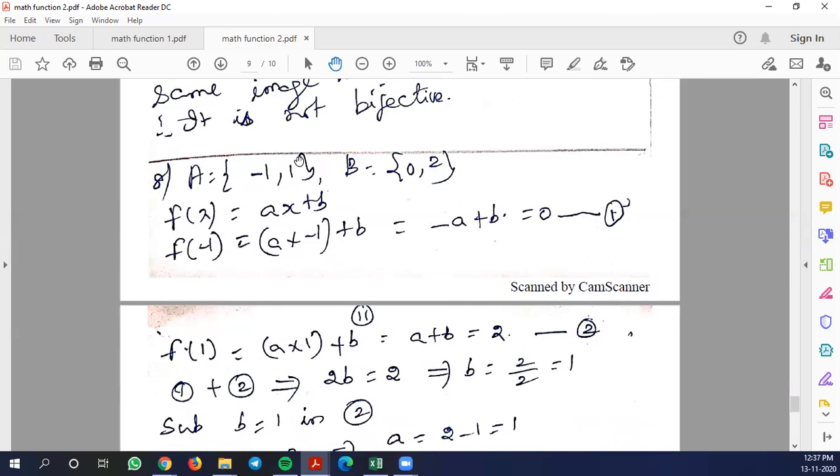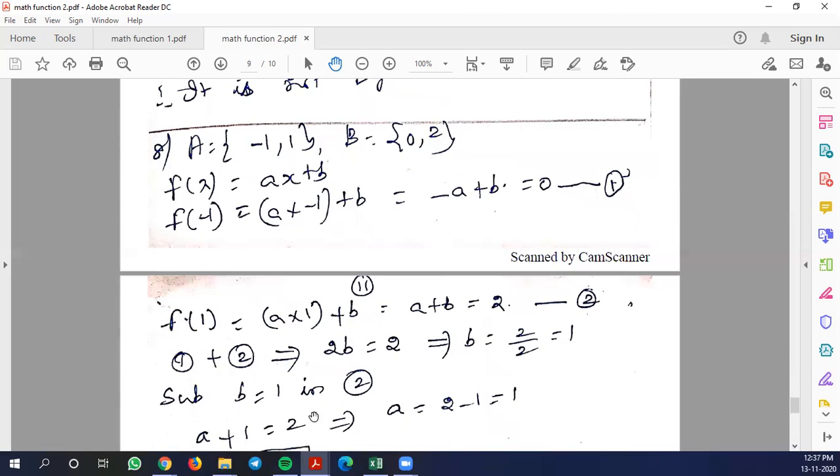Then second, f of 1, a into 1 plus b. A into 1 is a plus b, equal to, here the second, what is the answer? 2. Now, first equation, second equation, just add these two equations, minus a plus a gets cancelled. Now b plus b is 2b equal to 0 plus 2, which is 2. That implies b is equal to 2 by 2, which is 1.